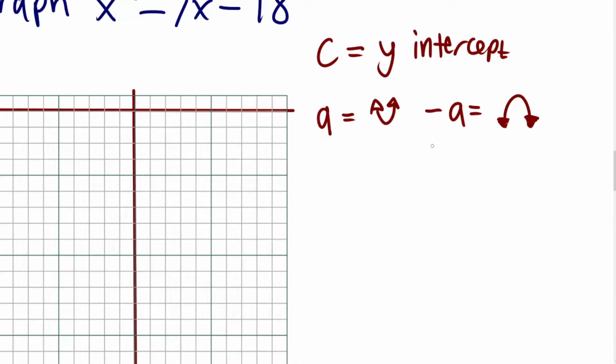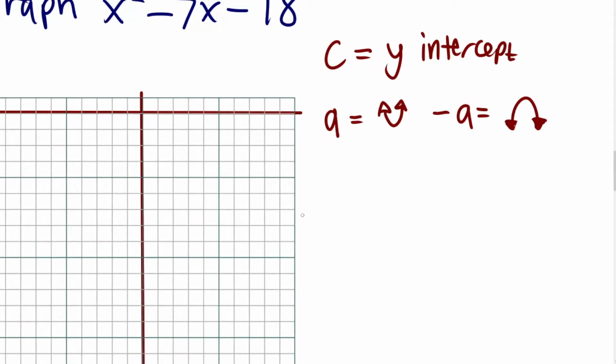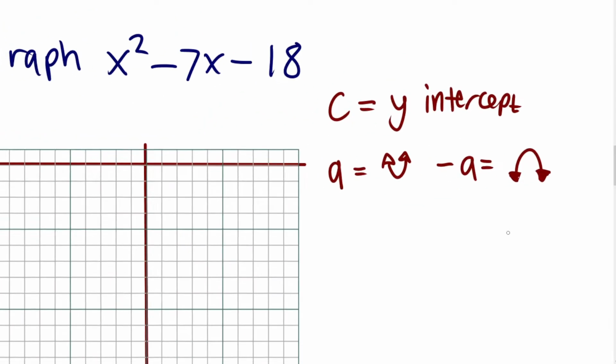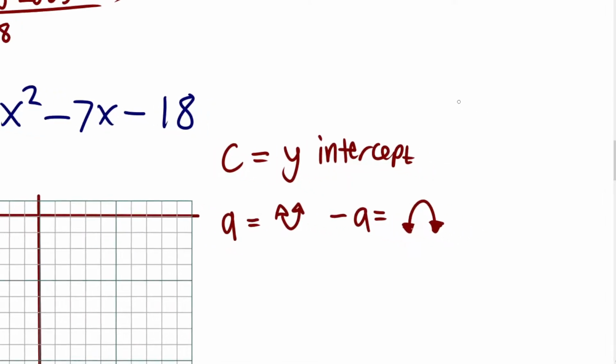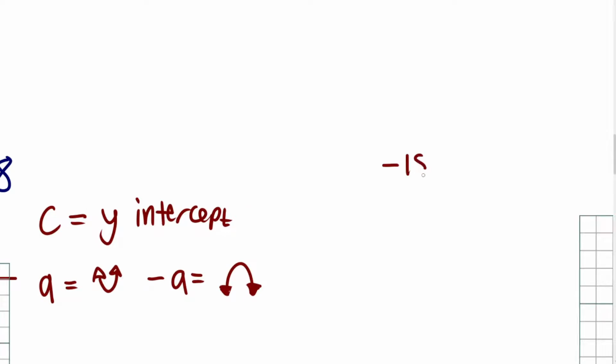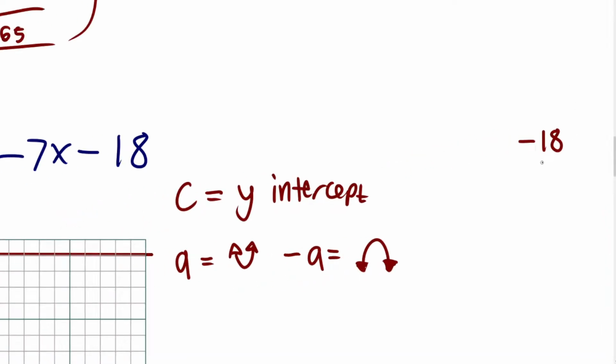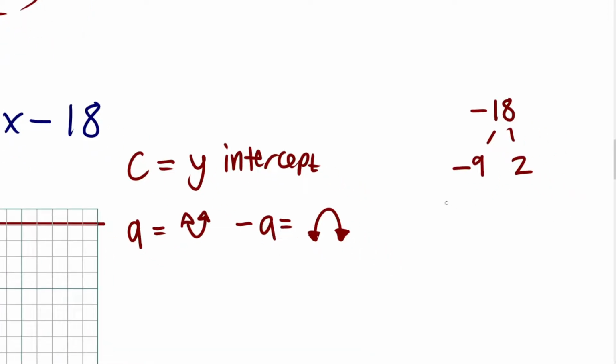Now what we can do is factor, and that will give us our x-intercepts. There's no greatest common factor, it's a 3-term polynomial, and the coefficient equals 1, so we'll do 1 times negative 18. The factors are 9 and 2, and we want negative 7, so we'll make it a negative 9. We can do Hippo Butts, so x minus 9 and x plus 2.